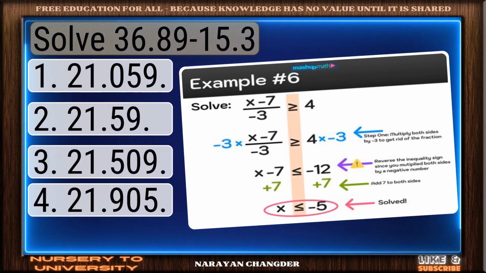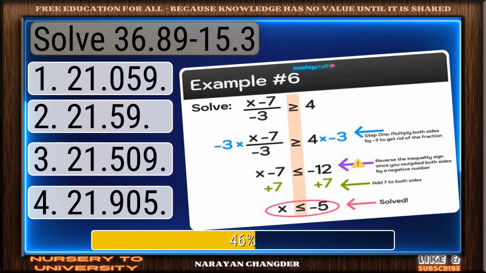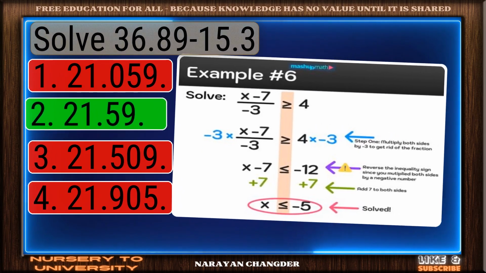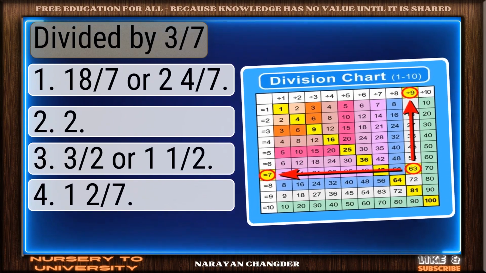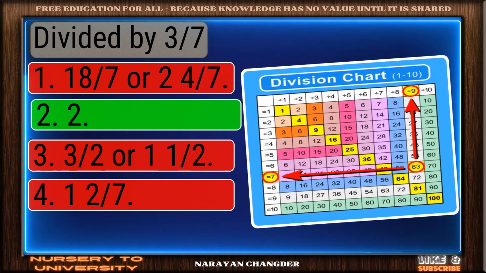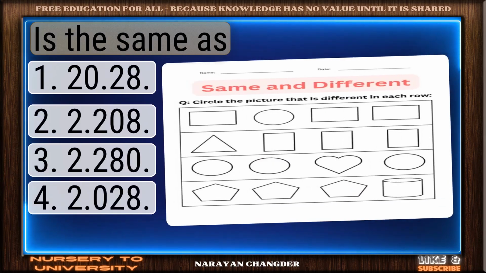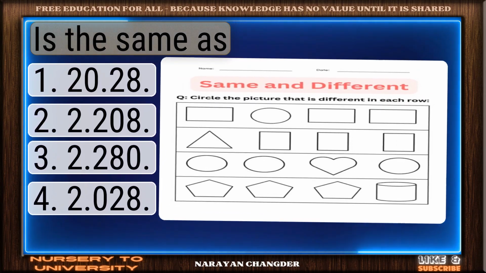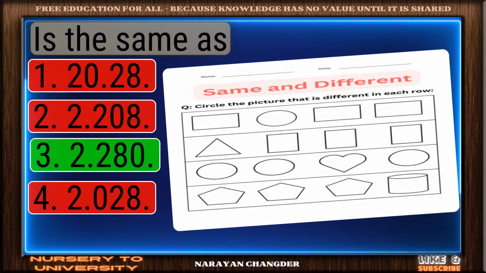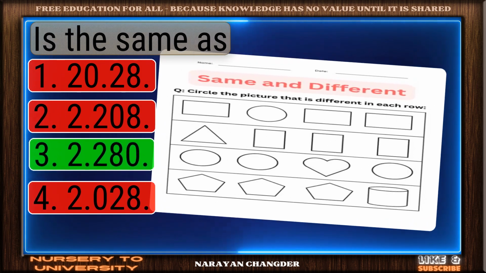Question of 36.8915. 12.159 is true. Question number 101. Divided by 3p7. Correct. 2 is the right answer. Question number 102 is the same as. Excellent choice. 2.280 is the right answer.